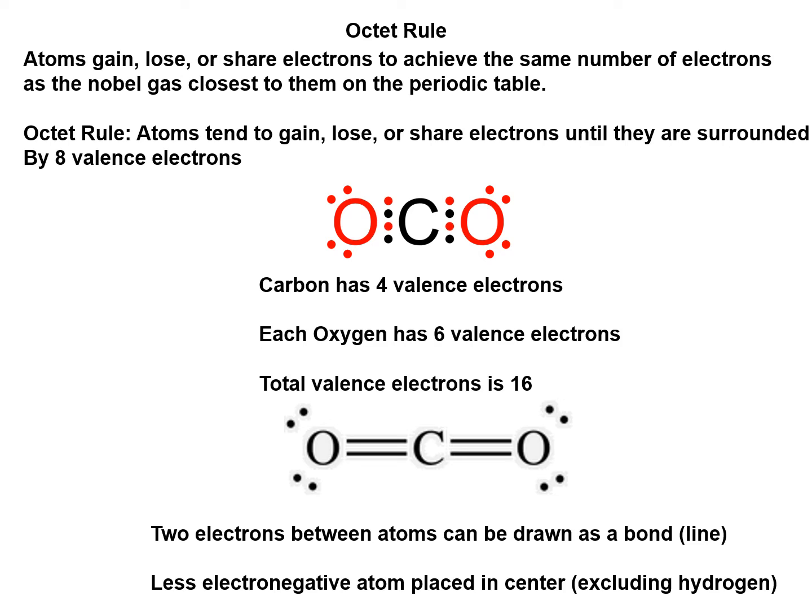Carbon has 4 valence electrons. Each oxygen has 6 valence electrons shown in red. The total valence electrons is 16. 2 electrons between atoms can be drawn as a bond or a line. Less electronegative atoms are placed in the center, excluding hydrogen. So here we have carbon. It has 8 electrons around it. Those 8 electrons, 4 of them are from oxygen, 4 of them are from carbon. We can take 2 electrons and pair them up and draw a line. So we have 4 lines. On each oxygen, to the left and the right, there are 4 remaining electrons drawn in black.